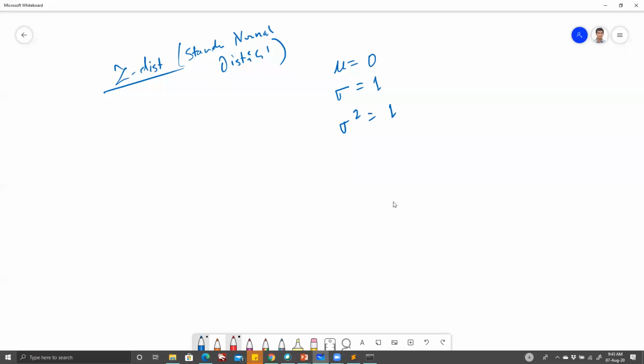So can anyone tell me what the equation of the Z distribution is going to look like now, given these two ideas? What will the overall equation look like? Make sense?